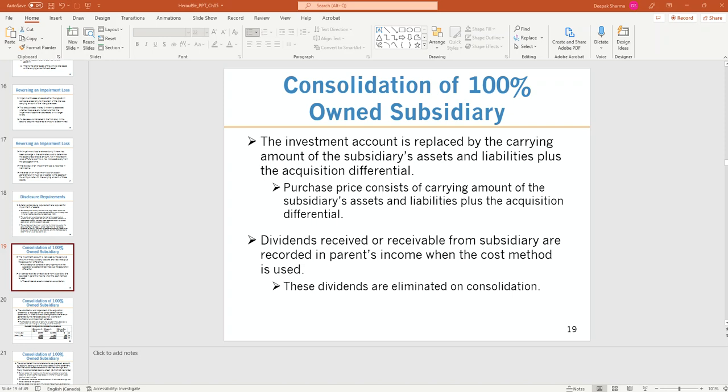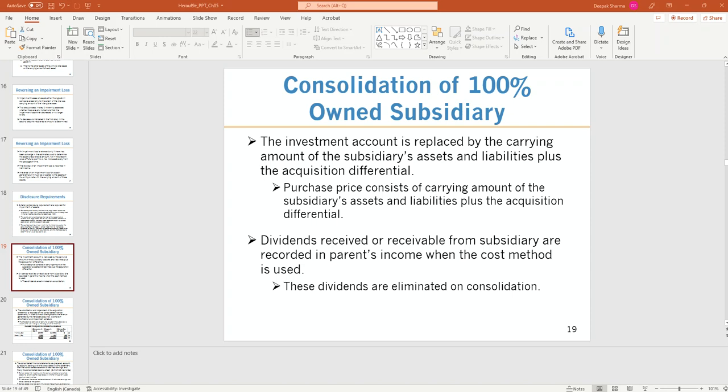So here we're going to continue with the consolidation. Chapter 5 is focused more on what happened after the business combination. So we know that under the IFRS rules, if the parent purchased a subsidiary and there's a control involved, you're required to consolidate financial statements on an annual basis.